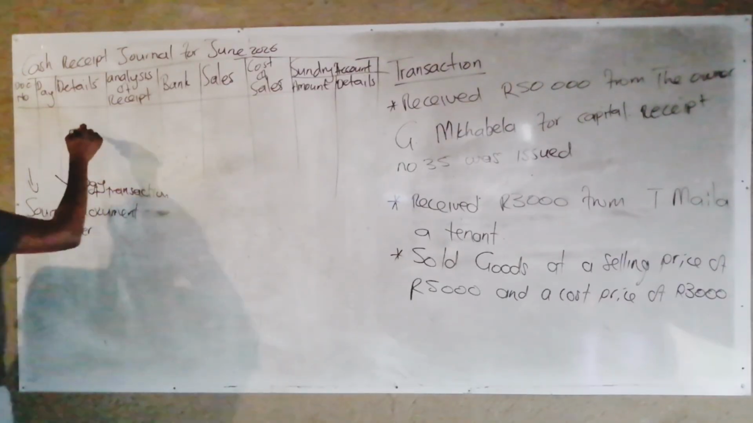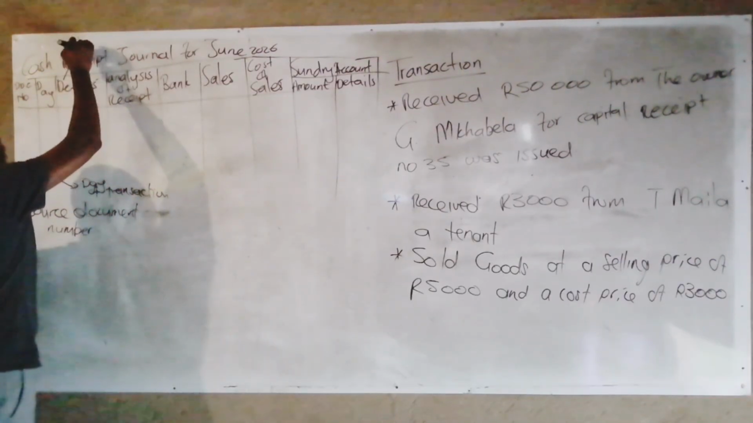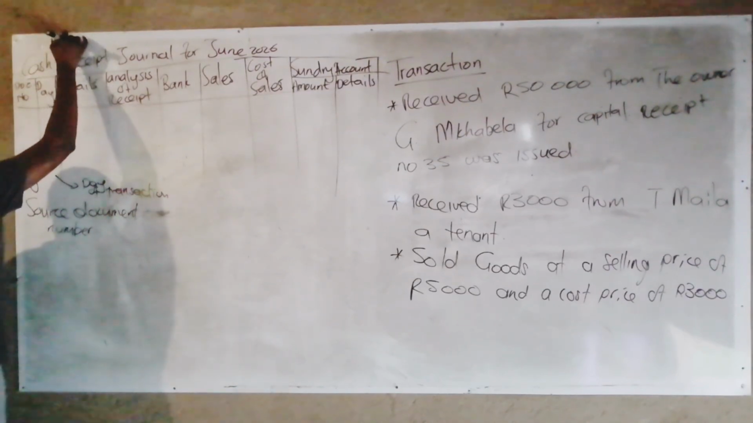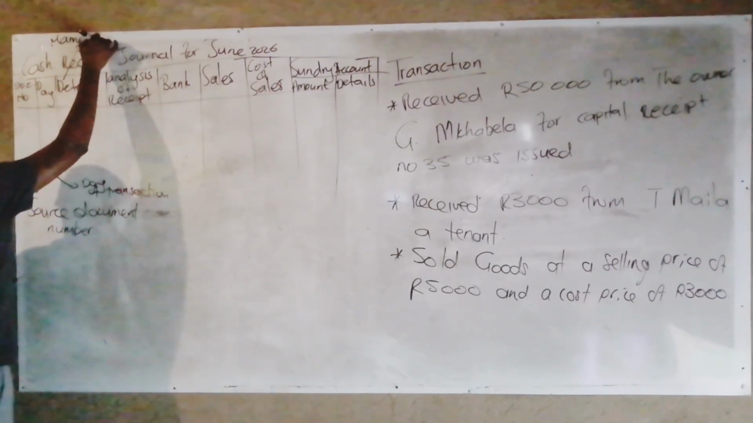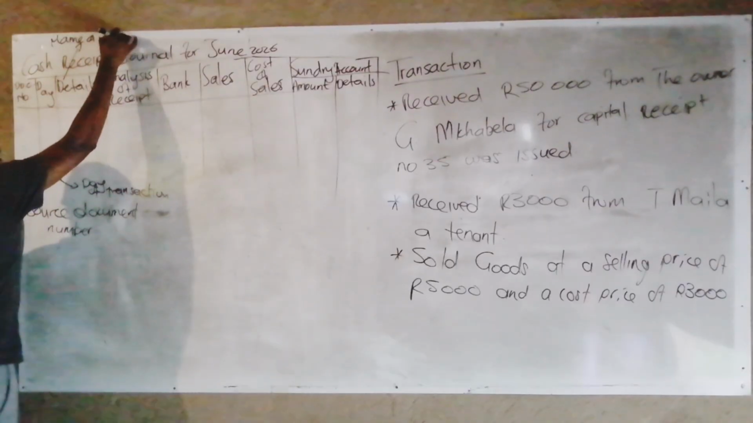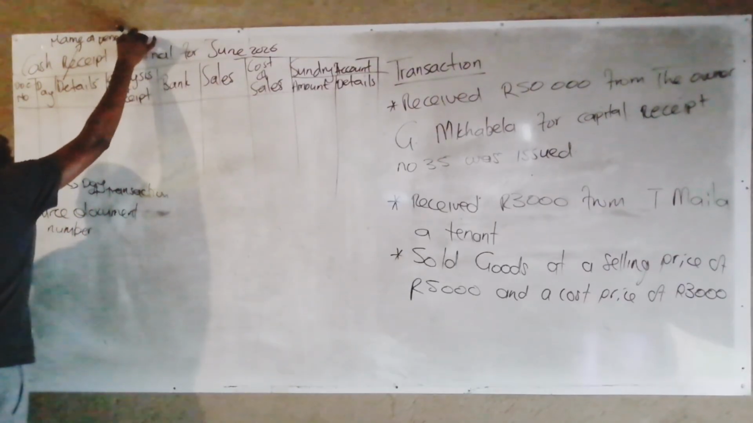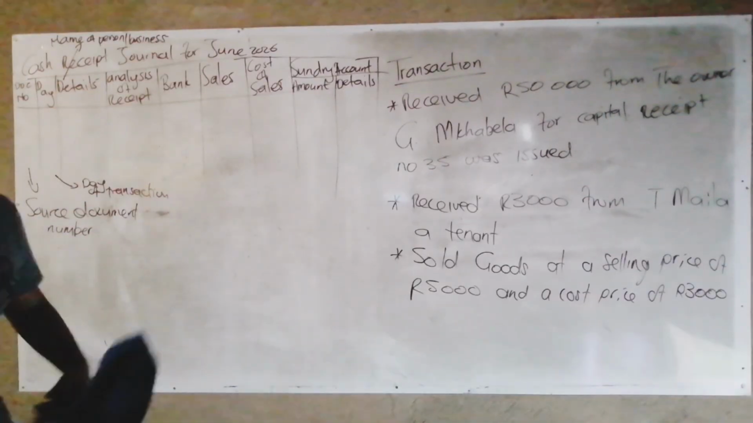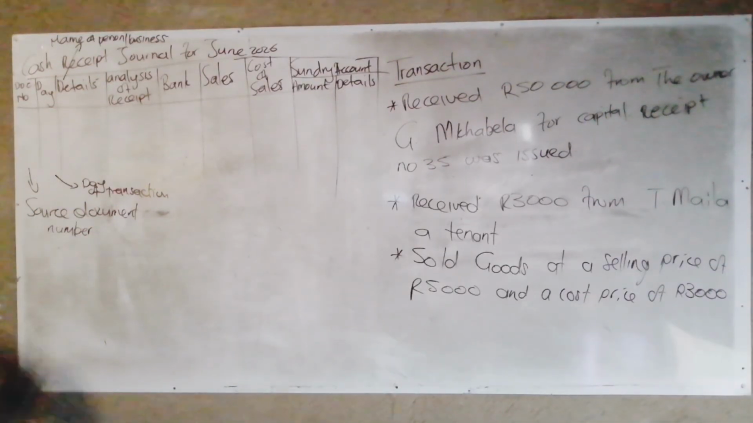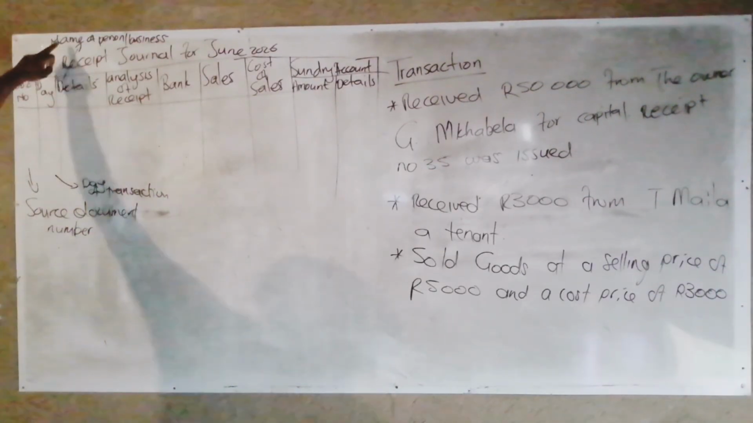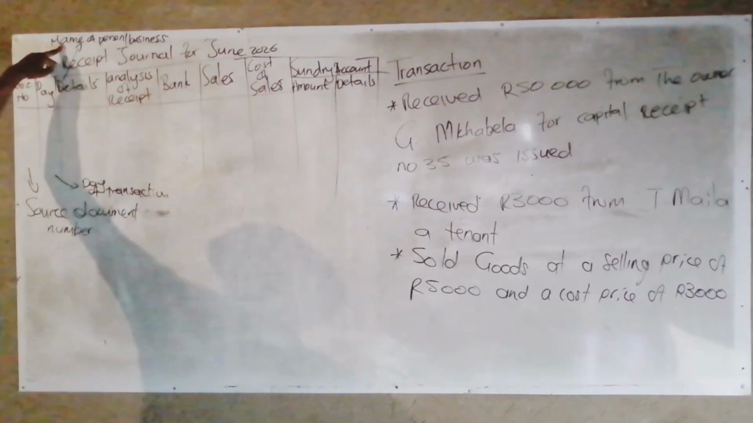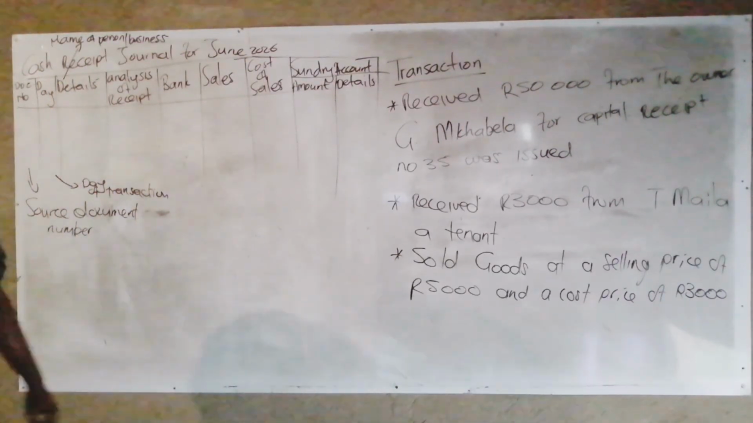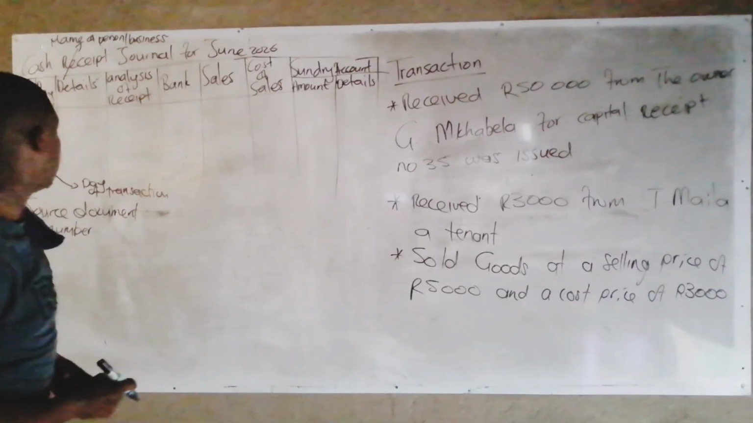And then the details, these details here, guys, they reflect what? Here you should enter the name of the person or the business that we received money from, the name of the business that we received money from, or the name of the person that we received money from. Or if it is sales, it should be cash sales.